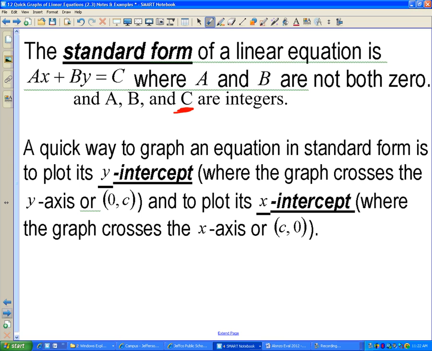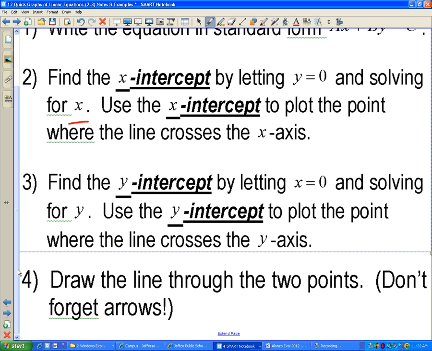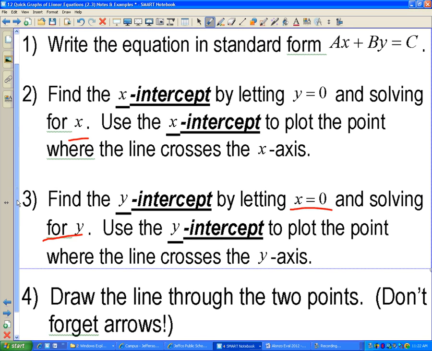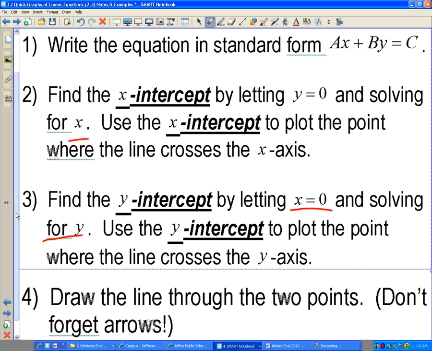The next page tells us a little more gory detail what to do. So write the equation in standard form, ax plus by equals c. Find the x-intercept by letting y equal 0 and solving for x. Use the x-intercept to plot the point where the line crosses the x-axis. Find the y-intercept by letting x equal 0 and solving for y. Use the y-intercept to plot the point where the line crosses the y-axis. Draw the line through the 2 points. Don't forget your arrows. Again, you can pause and read through this page. Here's all 4 steps on one page. Make sure that this makes sense.